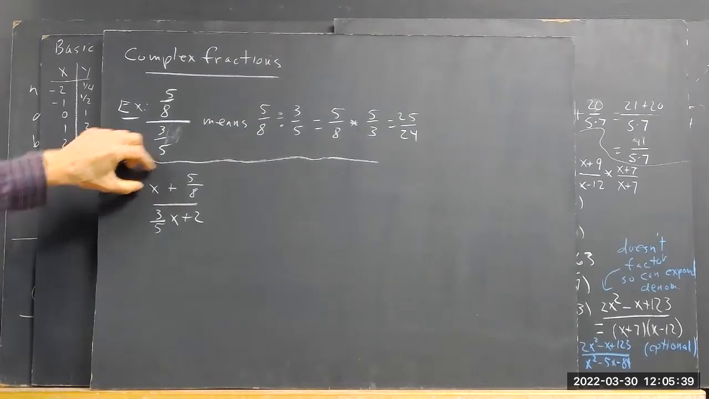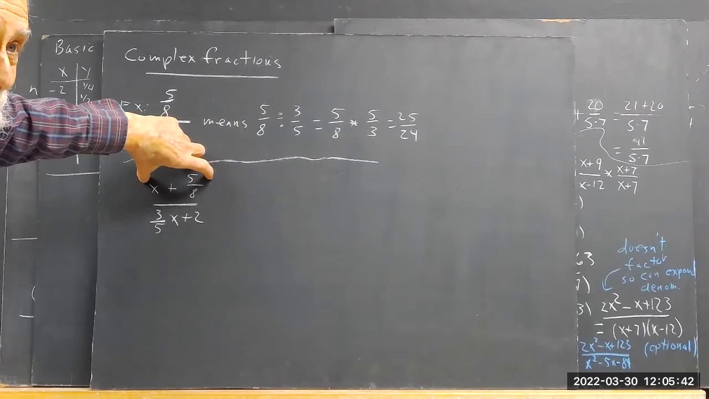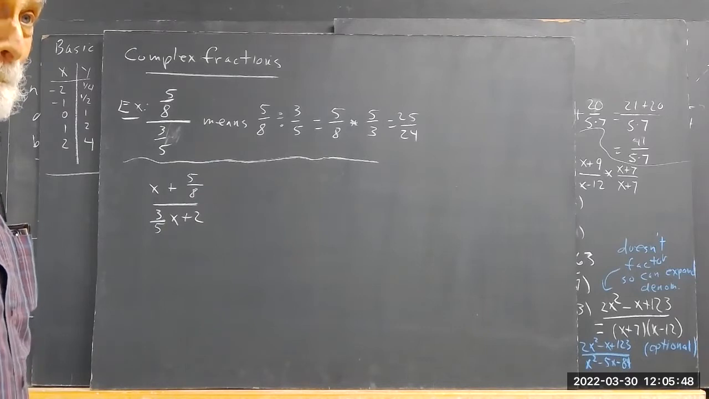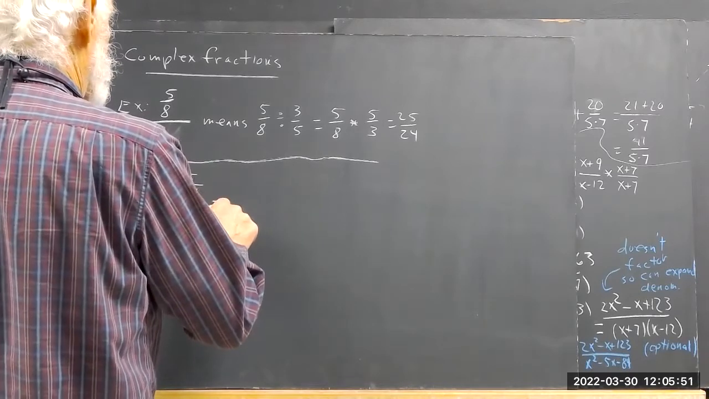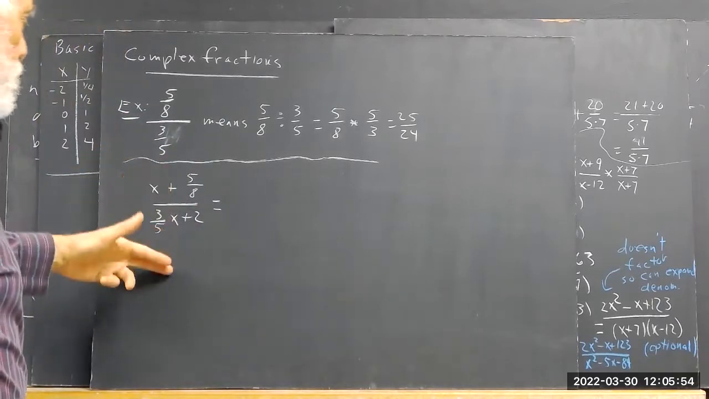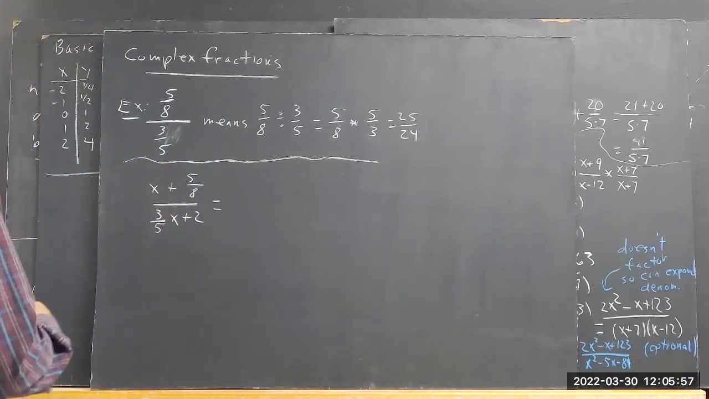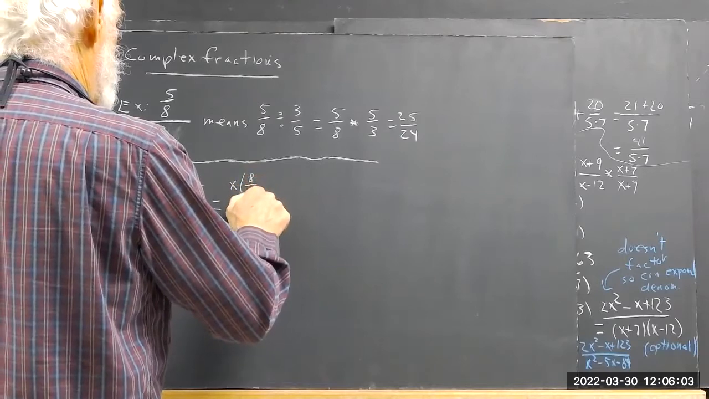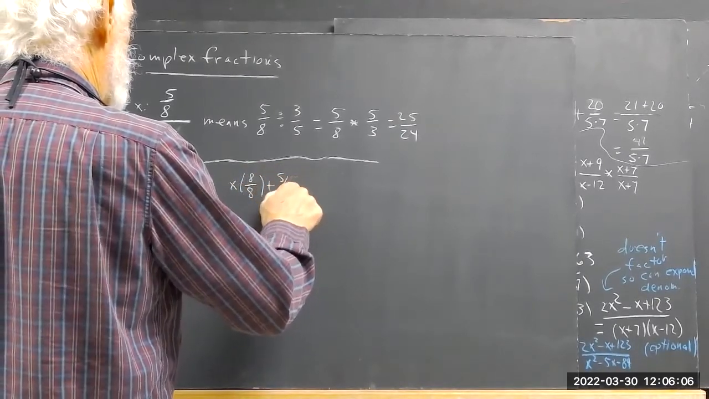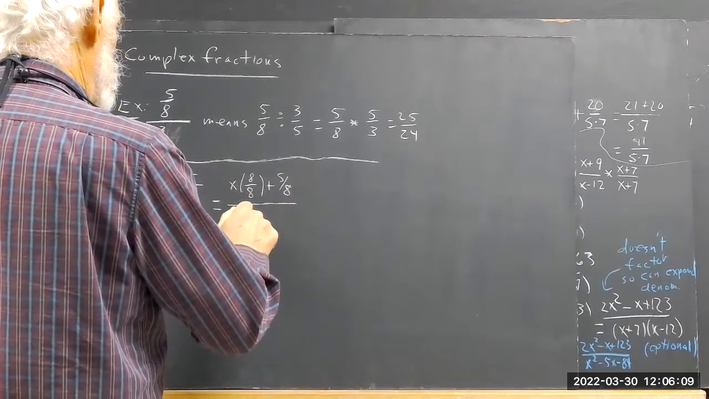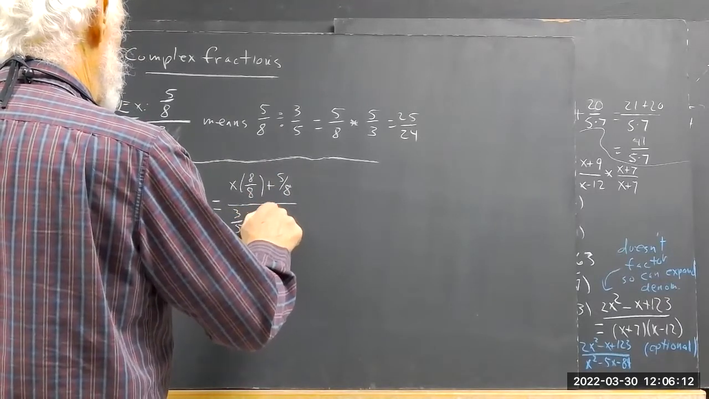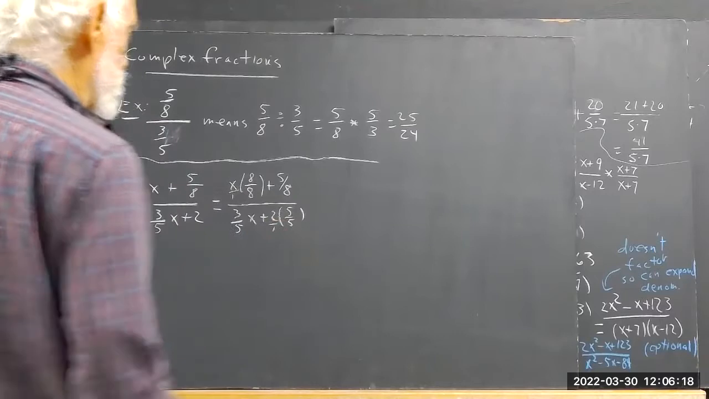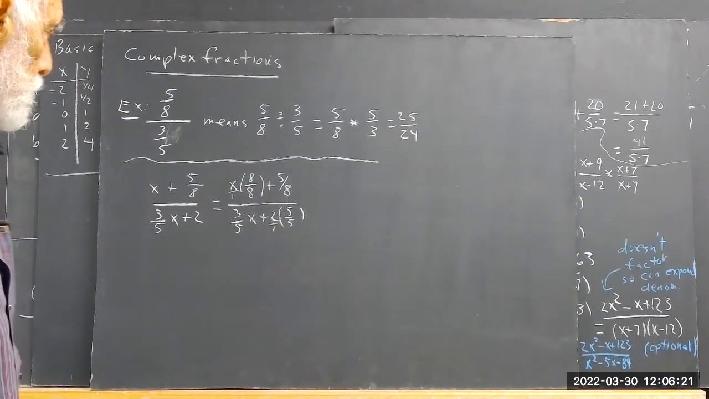Now, your numerator needs to be expressed with a common denominator, and your denominator needs to be expressed with a common denominator. Okay. So I'm going to keep the fraction in the form of a complex fraction. We'll make that x over 1 times 8 over 8 and 2 over 1 times 5 over 5.